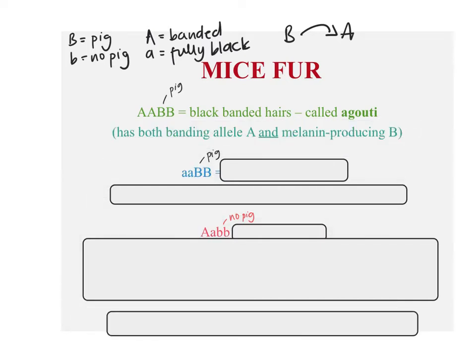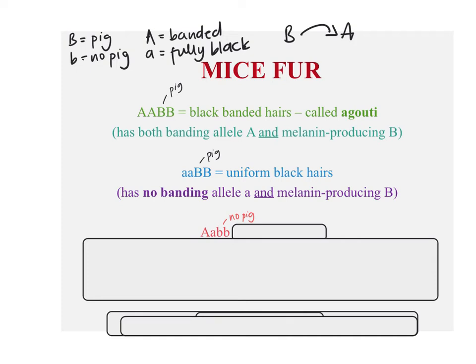Okay, and if you wanted to give that reason, it's got the big banding or the big dominant allele A for banding and the melanin producing big B. Conversely, we've got the pigment being produced in the second example, but there's no dominant banding allele. So instead we just get uniform black hairs.